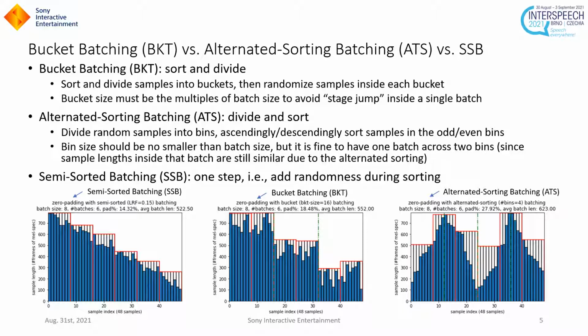Alternative sorting batching is also a two-step approach: divide and then sort. It divides random samples into bins and ascendingly or descendingly sorts samples in the odd or even bins. The bin size should be no smaller than batch size, but it is fine to have one batch across 2 bins, since sample lengths inside that batch are still within a small range due to the alternative sorting. The third figure shows an example of alternative sorting batching. There are 4 bins and 6 batches of data. As you can see, the second and fifth batches are crossing 2 bins, but the variance of sample length inside the batch is still small.